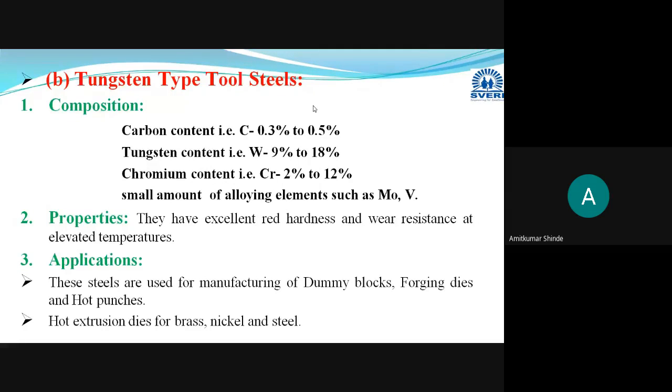They will provide you excellent hardness. Red hardness is nothing but the hardness provided at higher temperature ranges, where the metal becomes reddish in color. At that temperature range also, it will provide you high hardness values and higher wear resistance. These are common properties for all three types of hot work tool steel. They will provide high strength, high hardness, high toughness, and high wear resistance at elevated temperatures. Then after writing this, you have to write the applications.